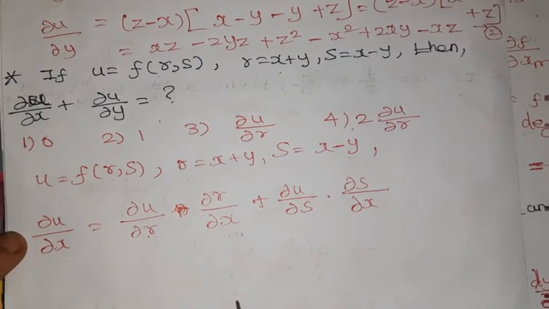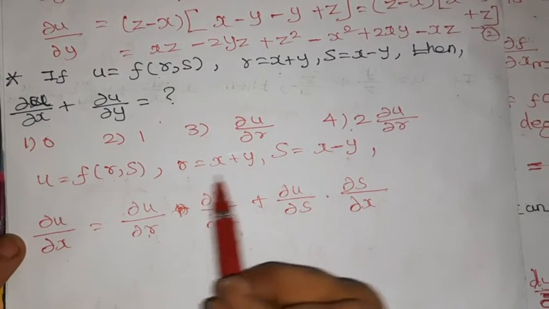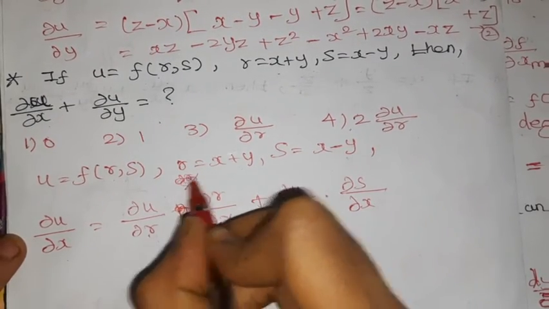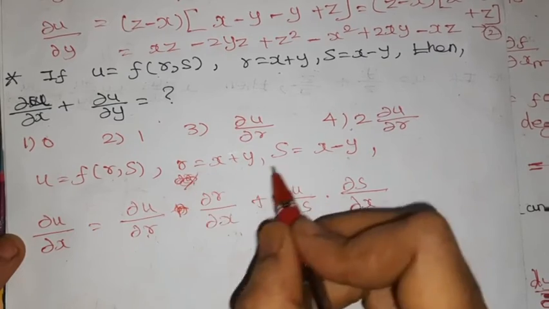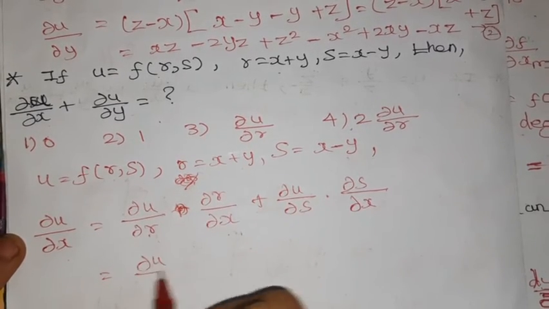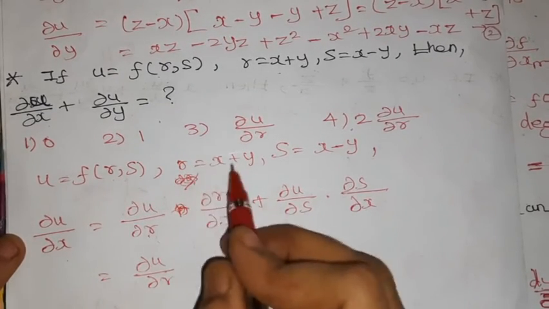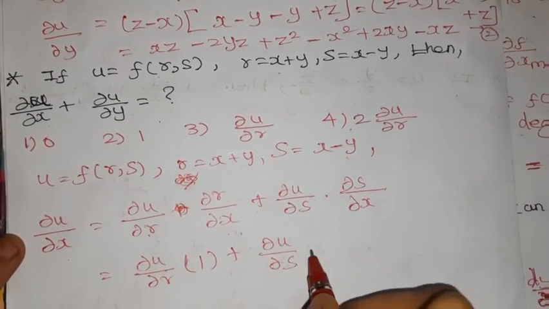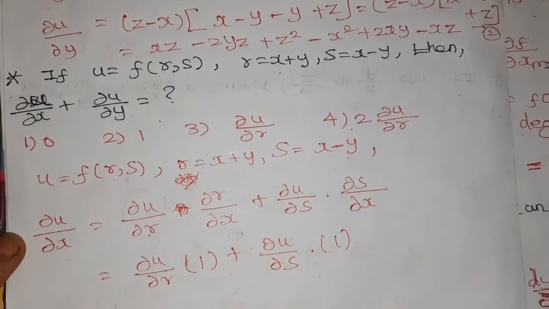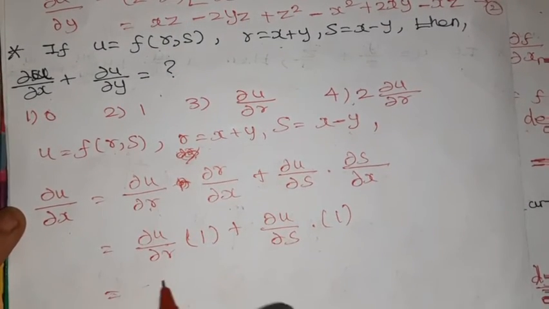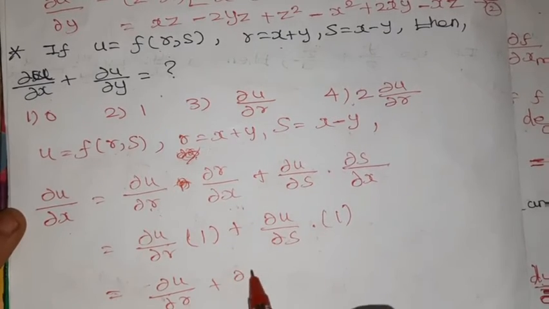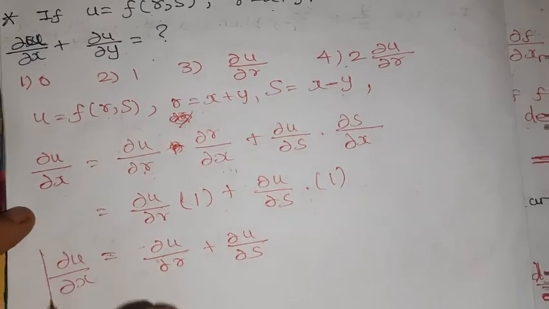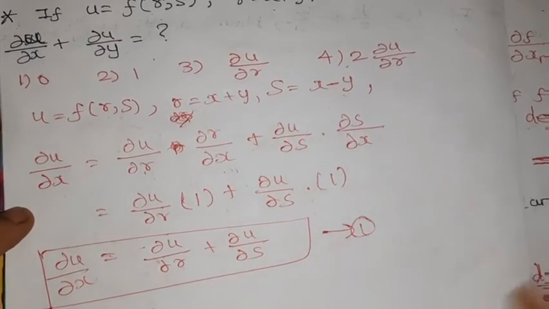So what we need to find out first for this equation is ∂r/∂x. For that we need to find out ∂u/∂r, keep as it is. Then what is ∂r/∂x? ∂r/∂x is nothing but 1. Then ∂u/∂s into ∂s/∂x is also 1. So what we are getting? ∂u/∂r plus ∂u/∂s for the ∂u/∂x. Okay, see, it is equation 1.